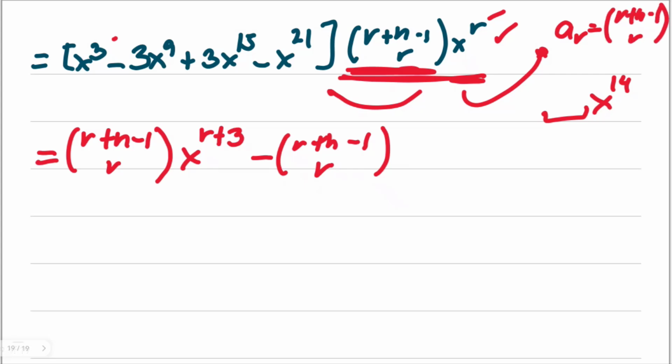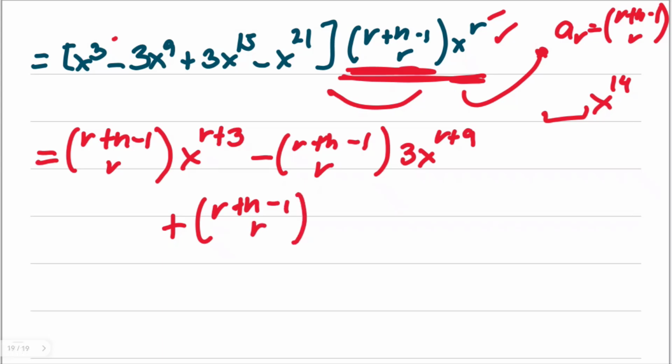When we have situations like the number of ways of selecting R objects or distributing R objects in n distinct boxes, okay, so we have this. That's why we have minus and then 3 X to the power of R plus 9. Okay, and then you will have here the next one, plus 3 X to the power of R plus 3. Sorry, I forgot the multiplier. You have R plus N minus 1 combination R.